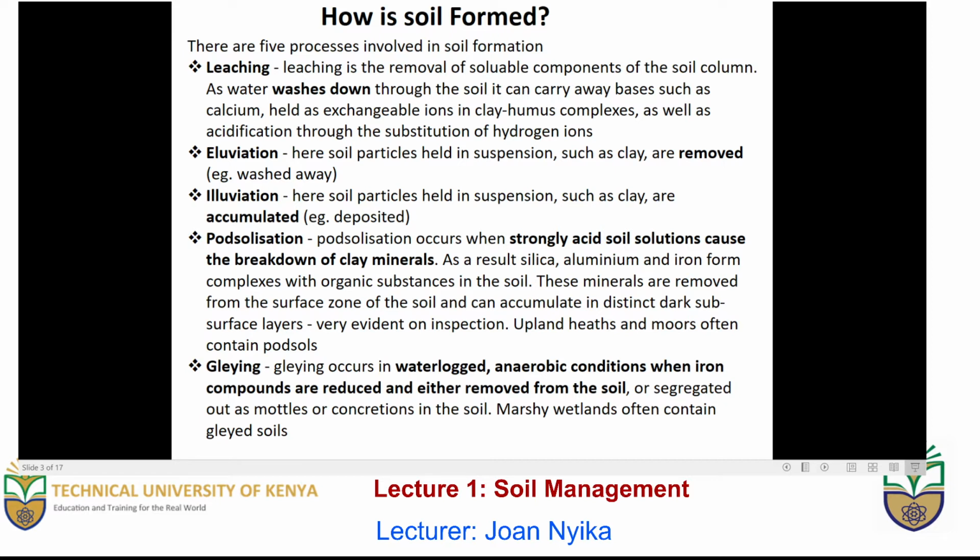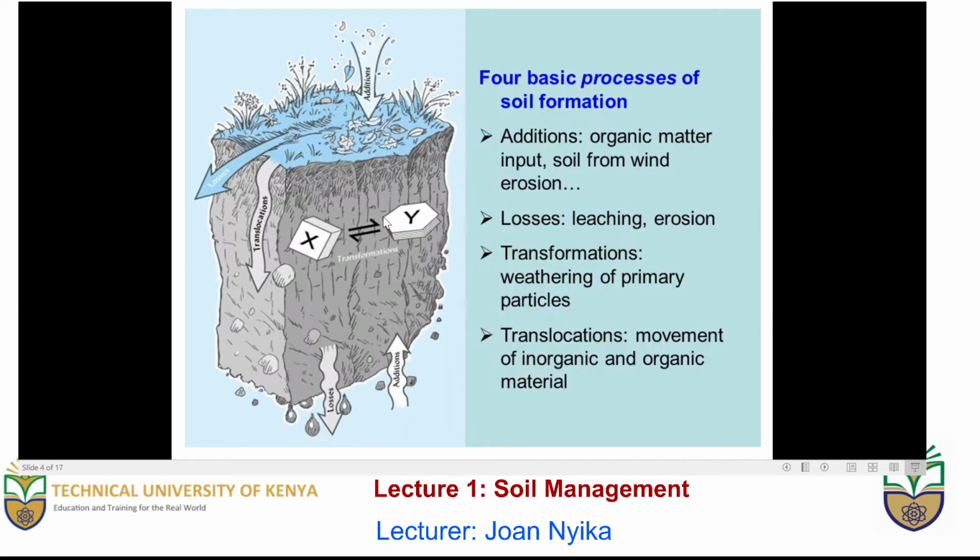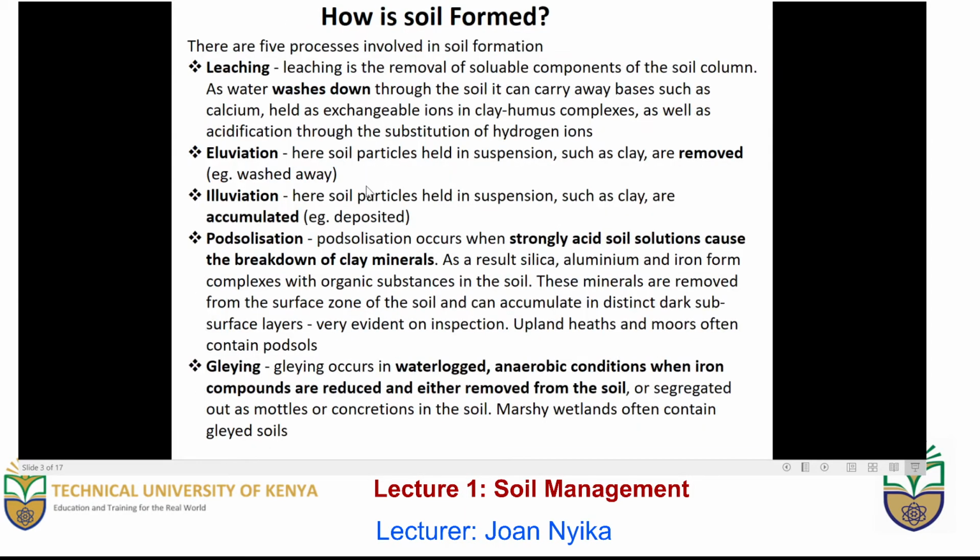The third process is what we call illuviation. Illuviation is the opposite of eluviation. It mainly refers to the deposition of some of the soil particles that are held in suspension, such as clay. The other procedure that controls the process of soil formation is podzolization, which occurs when strong acid soil solutions cause the breakdown of clay minerals. As a result, complexes of iron, aluminium, and silica with other organic substances in the soil are formed. These are what we call the mineral content of soils.